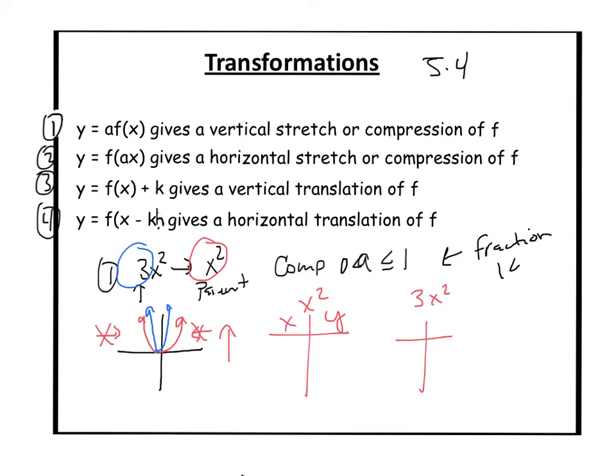And what we want to look at is the y values. And so if x is 1, we're going to get 1 here. If x is 2, we're going to get 4 here, right? Well, if x is 1 here, what are we going to get? 3. If x is 2, what are we going to get? Well, 2 squared is 4. 4 times 3 is 12. So what happened to the y values? Because those are increasing, we call it a stretch. And so that's why when we have a number in front, it's some sort of stretch or compression vertically, because the y value is changing. Okay? And so that is a vertical stretch or compression.